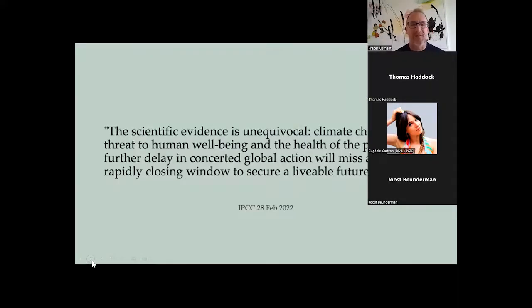This is the final sentence of the IPCC report on the 28th of February 2022. Given the audience today, I probably don't need to restate that, but I do think that one of the interesting things about responding to the climate emergency is sometimes we don't hold on to those words and we don't really see how strong they are. And really, the fact that we're talking about a rapidly closing window to secure a livable future really should be a prompt to action. And the work that we're doing in Exeter very much tries to respond to that and tries to take a holistic response to addressing and rising to that challenge.